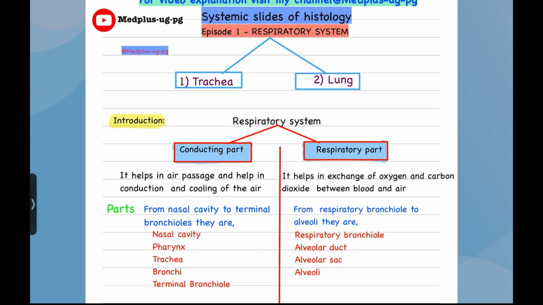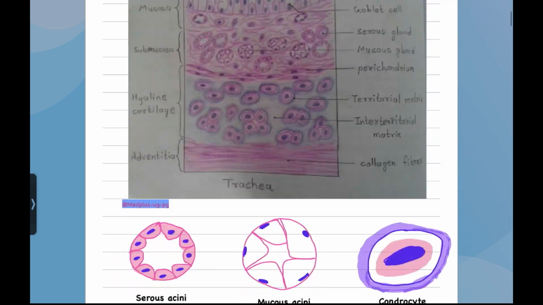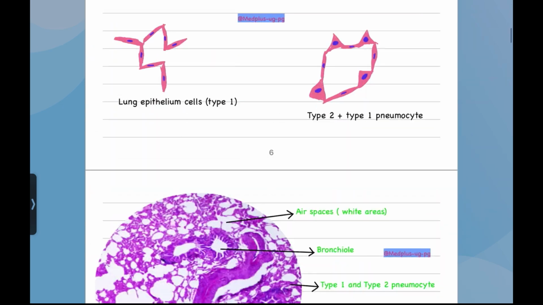So now we will start with the respiratory system. In this, from the university point of view, we have two important slides, trachea and lung. So we will start with the introduction. Now first we will see the respiratory tree.